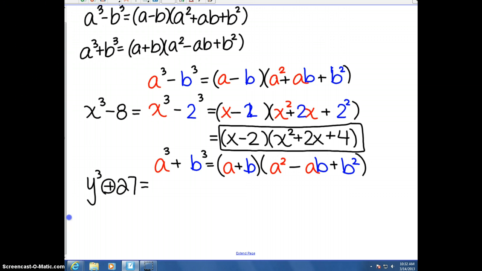If we recognize that y cubed is y to the third power, then we can see that a is going to be y when we go to plug into the formula. The b is what we cube to get 27, which is 3.